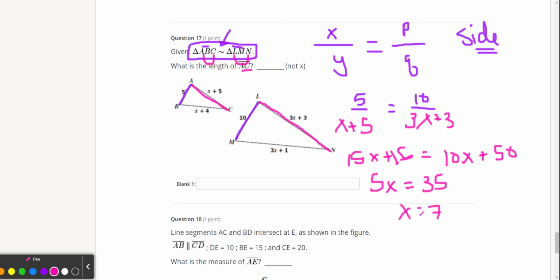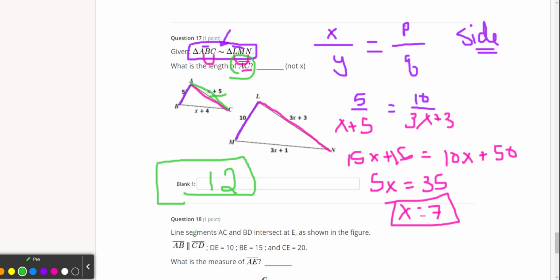Is that my answer? I've just done a lot of work. Is that my answer? Wesley shaking his head. Why is that not my answer? I got to plug it in for AC, right? So don't do all of this good work and then get the wrong answer because you forget to add 5. Okay.